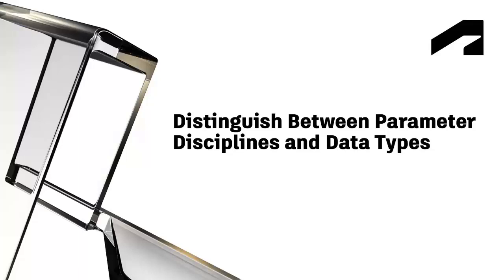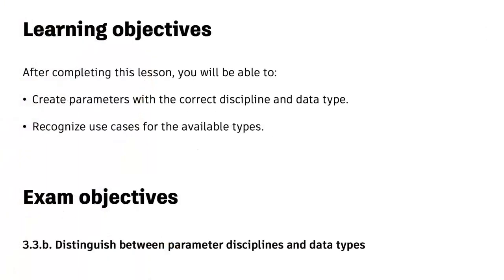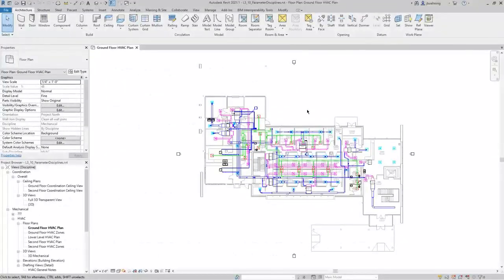In this video, we will cover creating parameters with the correct discipline and data type, and recognizing use cases for the available types. When creating parameters, it's critical that they are assigned to the correct discipline and data type.